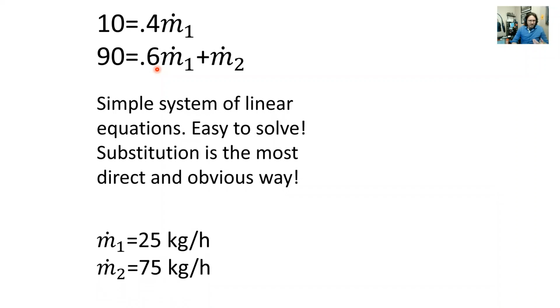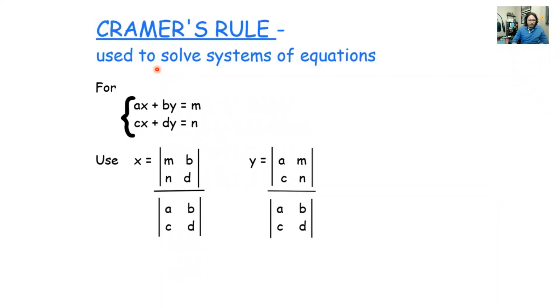And so we solved it. We got M1 equals 25 kilograms per hour, M2 equals 75 kilograms per hour. That equals our input mass flow rate, which was 100 kilograms per hour.